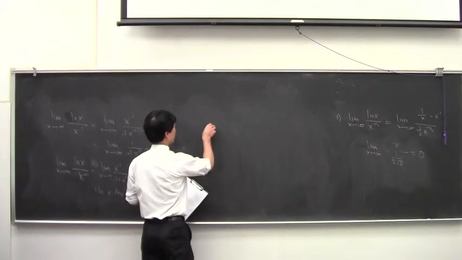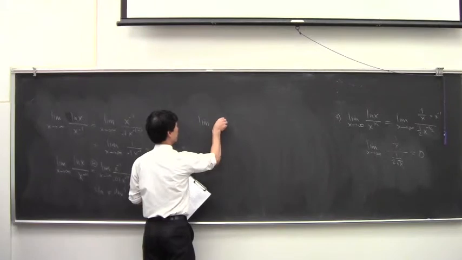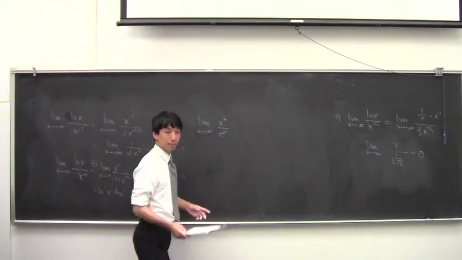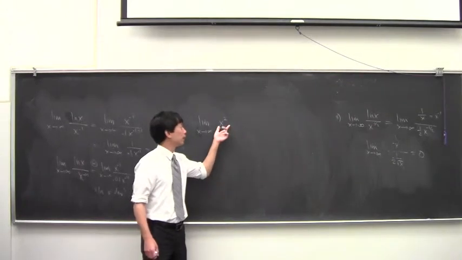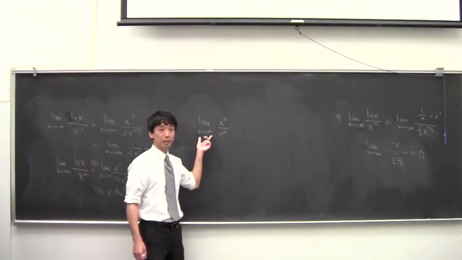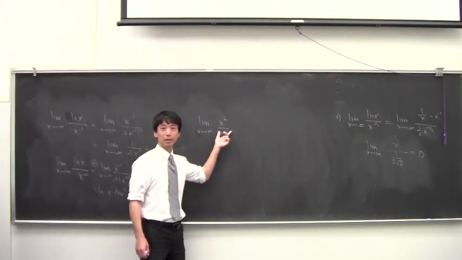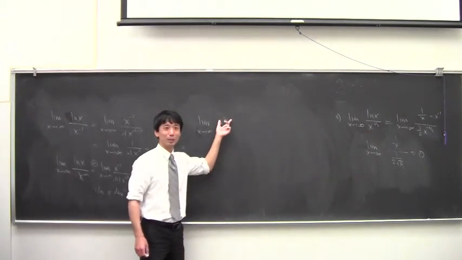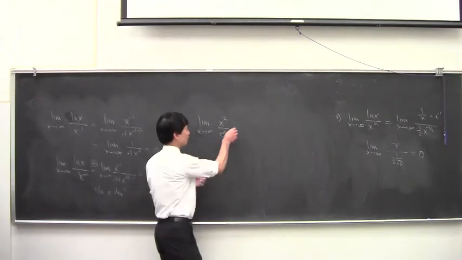How about if I take the limit, so here's another one, limit of x squared over e to the x as x goes to infinity. Let's just talk about this first a little bit. What happens to x squared as x goes to infinity? It goes to infinity. What happens to e to the x as x goes to infinity? It also goes to infinity. Who do you think is going to win? Who votes for x squared? Who votes for e to the x? Okay, so let's see what happens.